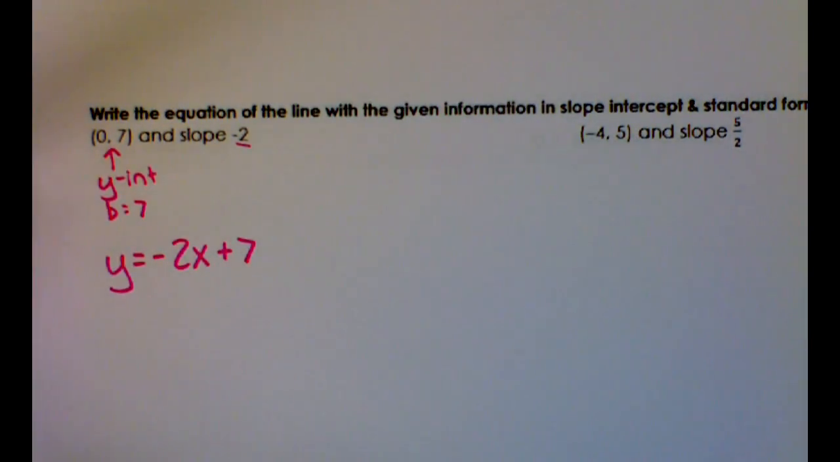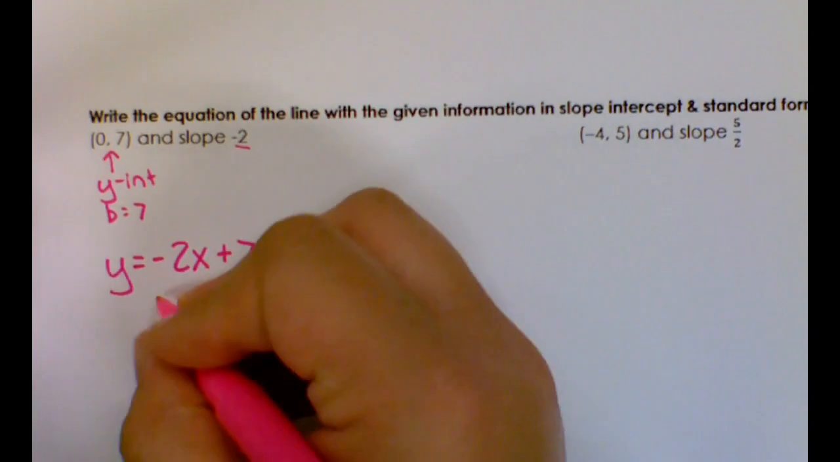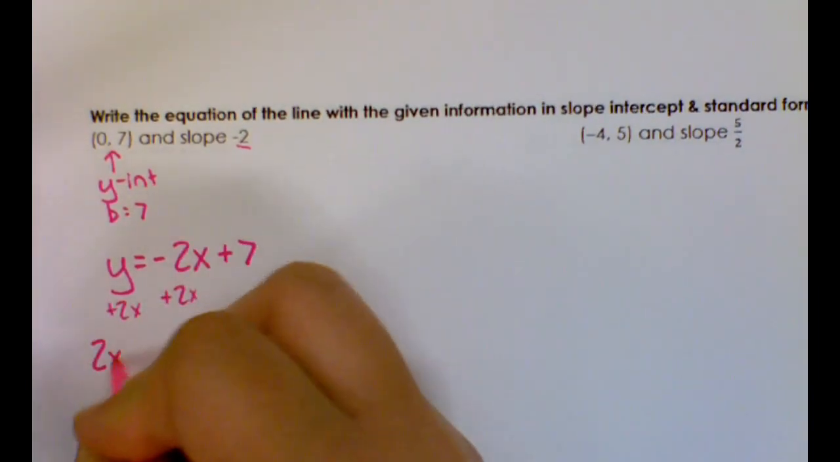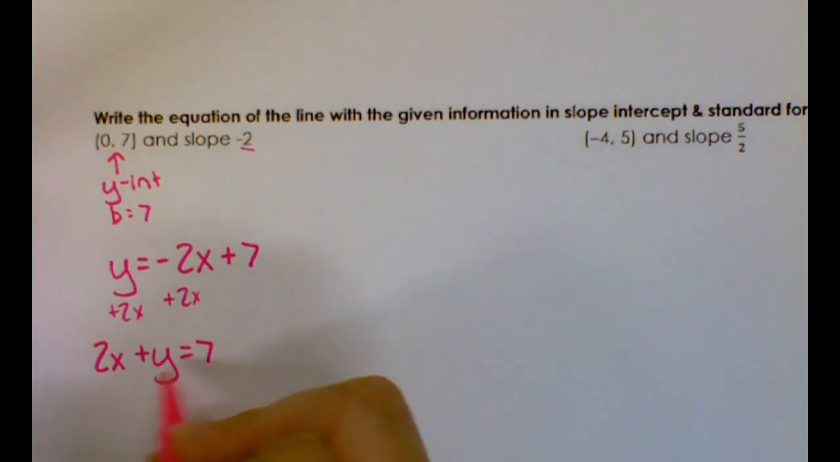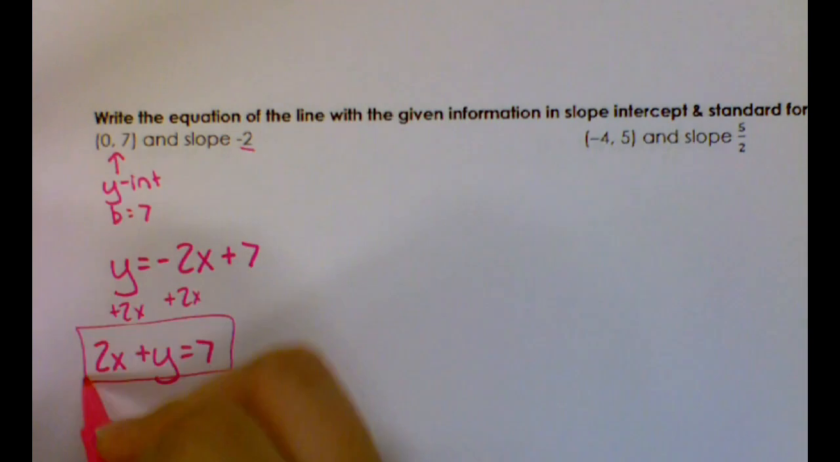There's slope-intercept right there. Standard form, we have to get the x's and y's on the same side. So I'd add my 2x. X's come first, plus y equals 7. We need all whole numbers. We have that. X needs to be positive. We have that. There's my standard form.